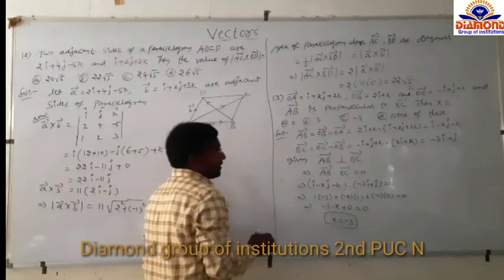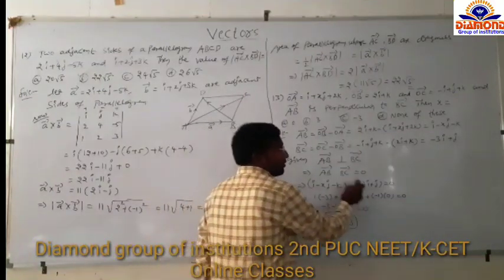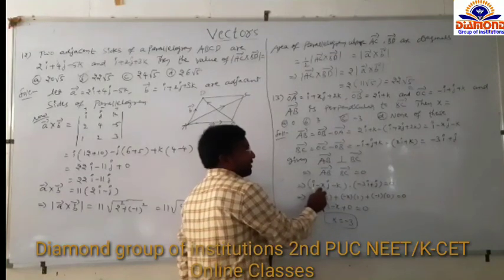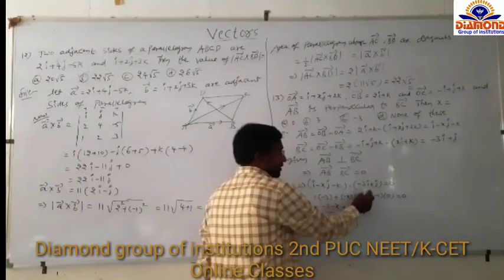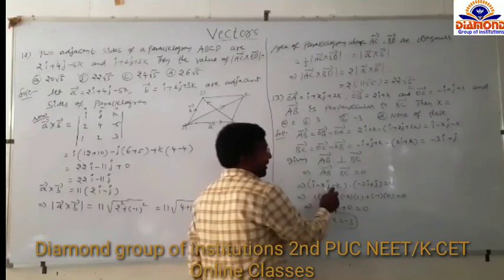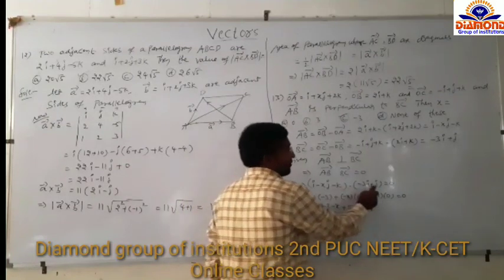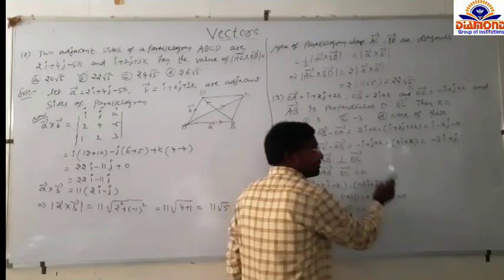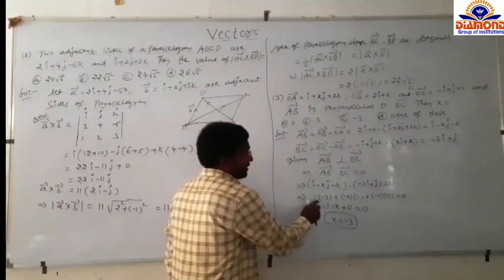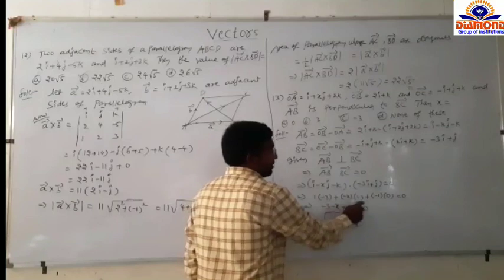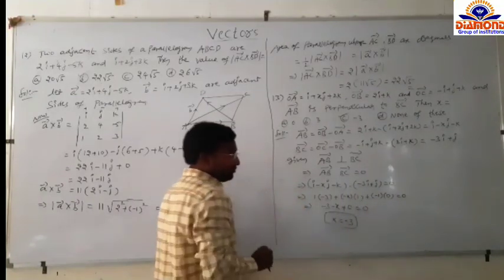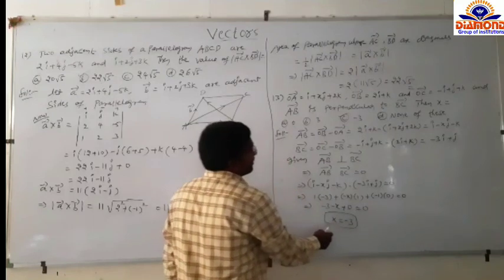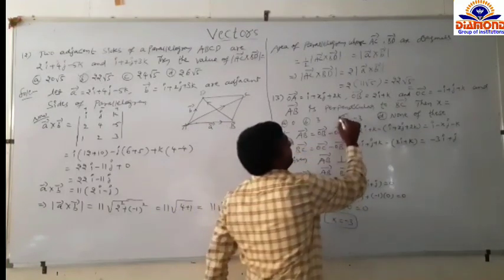Dot product is 0 means i coefficient into i coefficient only you can multiply. So 1 into minus 3, plus minus x into 1 (the j coefficient), plus minus 1 into 0, since k is not given in BC bar. So minus 3 minus x plus 0 equal to 0. So what about x value? Bring x to this side, you get x equal to minus 3. So option is C.